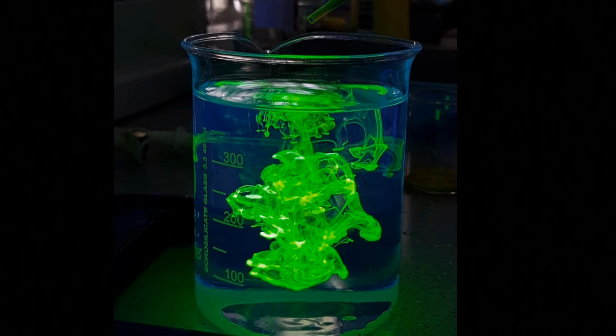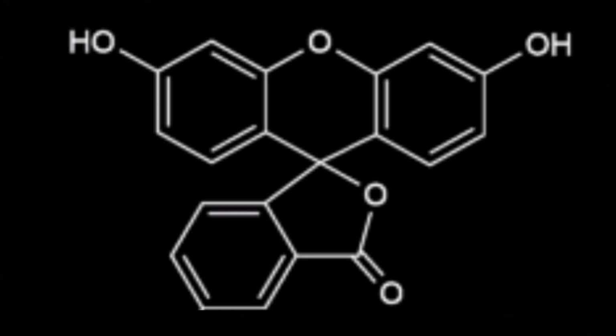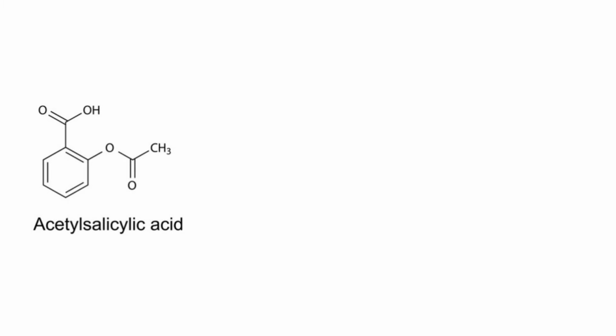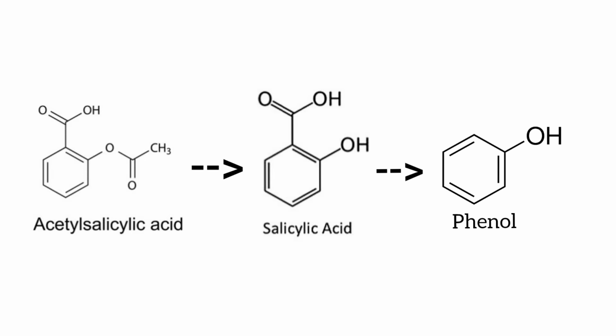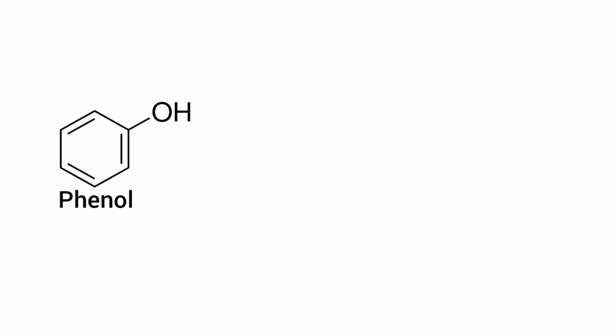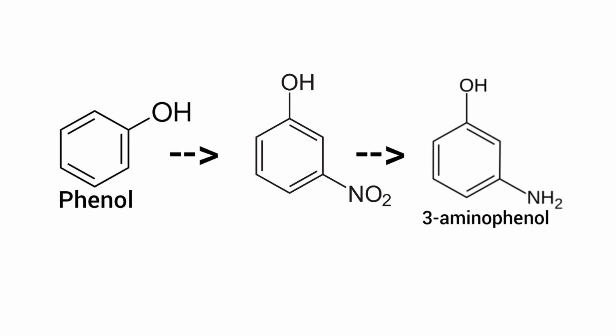This is pretty fascinating in my opinion, so I decided to start an 8-part series on the synthesis of fluorescein, starting from simple old aspirin. I'm going to be starting with aspirin, which is chemically known as acetylsalicylic acid, hydrolyzing it to form salicylic acid, and then decarboxylating the salicylic acid to form phenol. The phenol will then be meticulously metanitrated and then reduced to make 3-aminophenol.